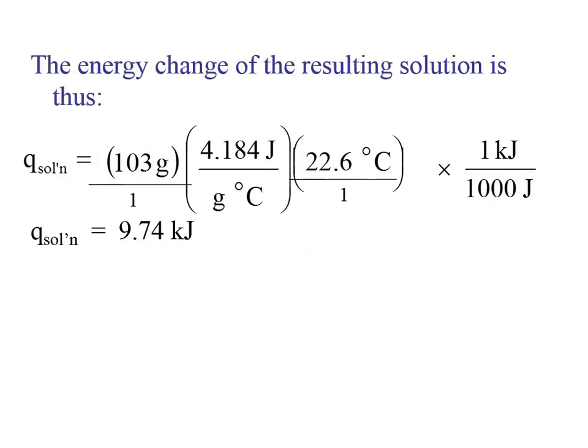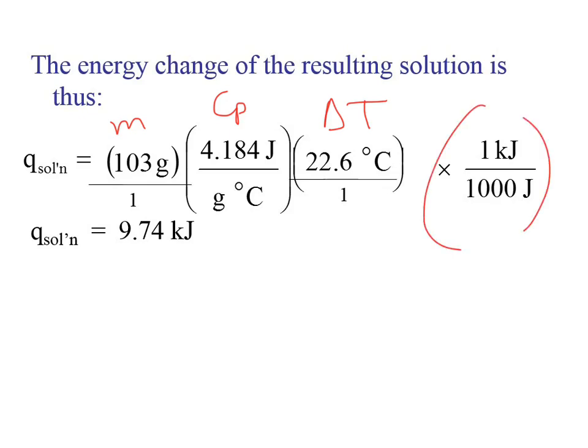All right, so here we go. What's the change in thermal energy of the solution? m C sub P delta T. So the mass is 103 grams. Here's the specific heat, 4.184 joules per gram degree Celsius. And then here is your delta T, 22.6 degrees Celsius.